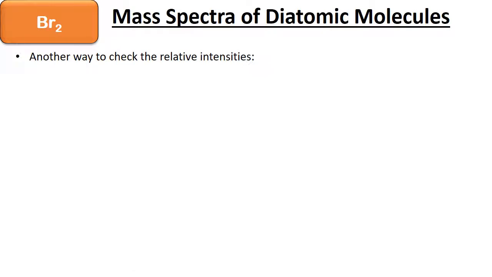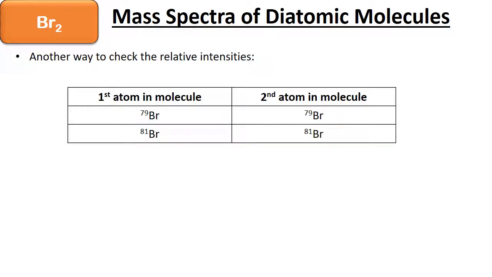There is another way to check the relative intensities for the molecular ion peaks. That's if we actually list the atoms in the molecule. So we've got the first column showing the first atom in the molecule, the second column shows the second atom in the molecule. If we actually look at the combinations we can have, there's one possibility of a 79 to 79. There's actually two possibilities of having a 79 and an 81 combined. And there's one possibility then of two lots of 81Br coming together. So again, this shows us we have a 1 to 2 to 1 ratio for our molecular ion peaks.